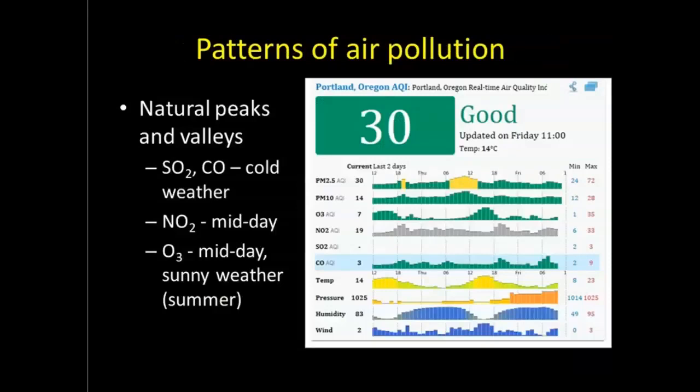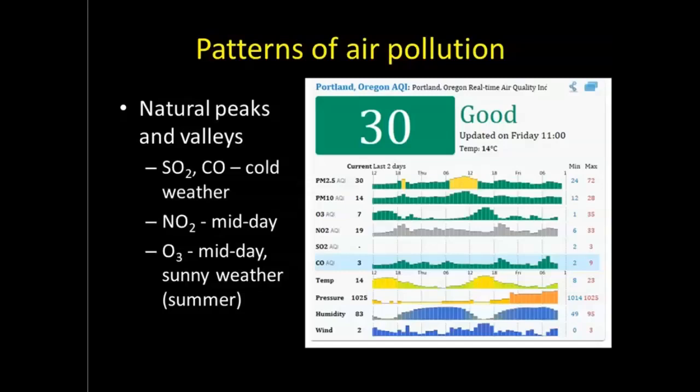So there are patterns to air pollution, and there are good days and bad days. If you look at the rush hour, you'll have an increase in nitrogen dioxide right during or after rush hour in both the morning and the afternoon. Ozone tends to peak in the sunny afternoons, and cold weather will increase sulfur dioxide and carbon monoxide and nitrogen dioxide from fuel consumption, both local and regional.